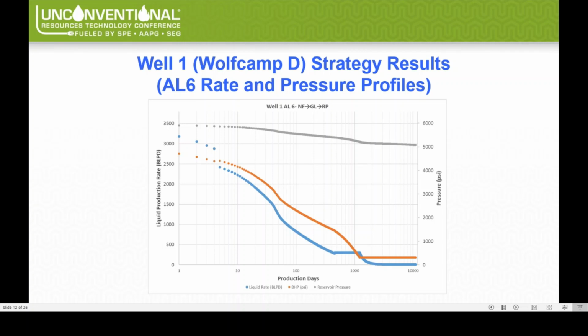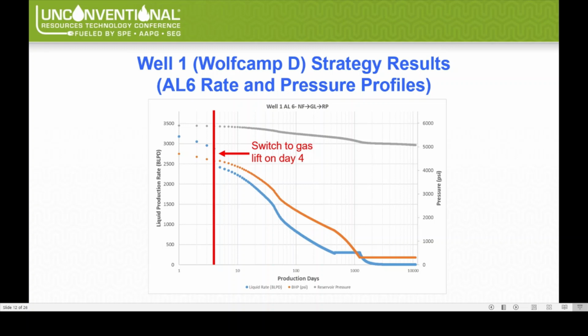But this is a strategy that we found as the optimal artificial lift strategy, where you have natural flow to gas lift to rod pump, and you convert to a gas lift as quickly as possible. So you switch to gas lift on day 4, and you switch to rod pump on day 234, or within a year.